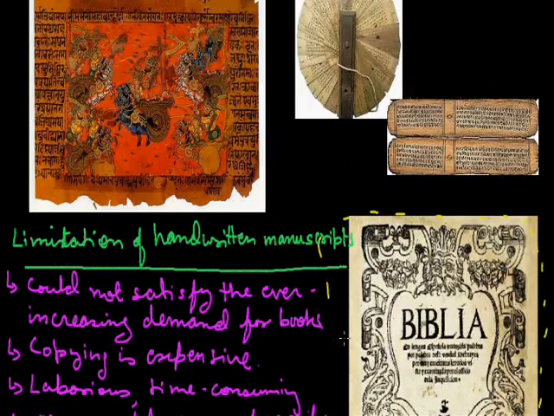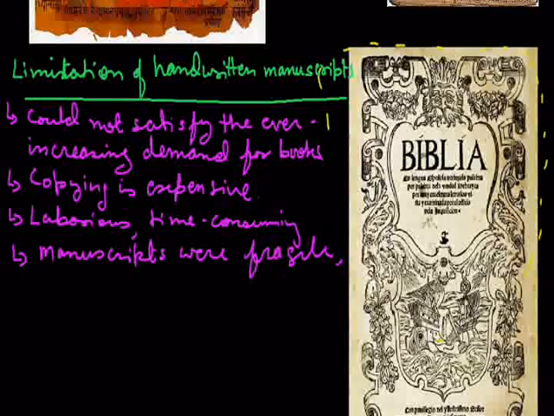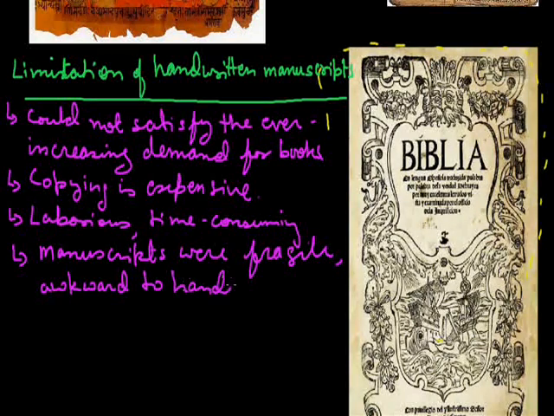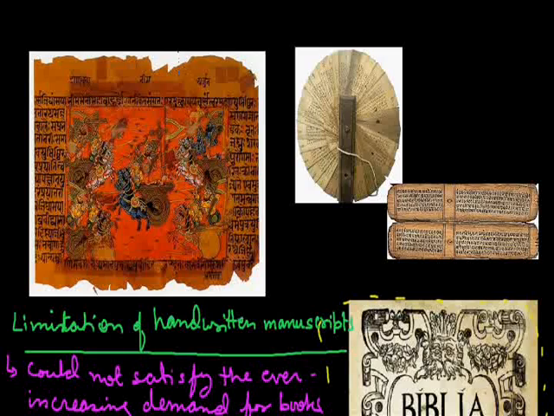Manuscripts were fragile. You can see the quality of manuscripts here. It is not easy to handle them, and they could not be carried around or read easily. The quality is very bad, and this whole work is done by hand. Here you can see in this picture.